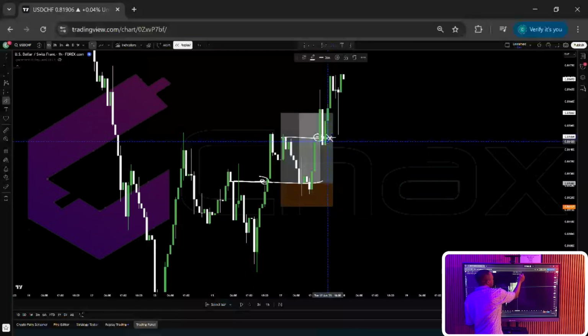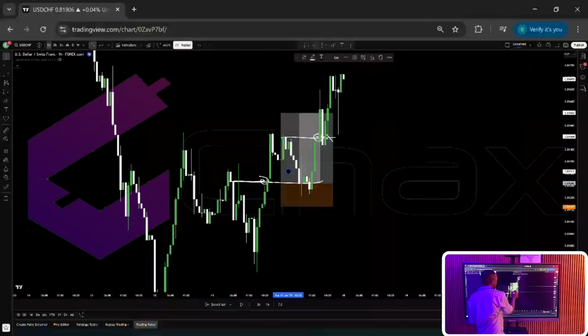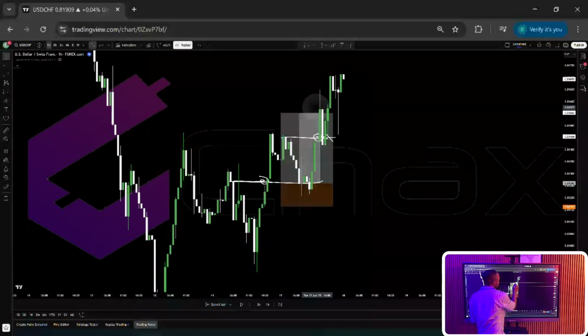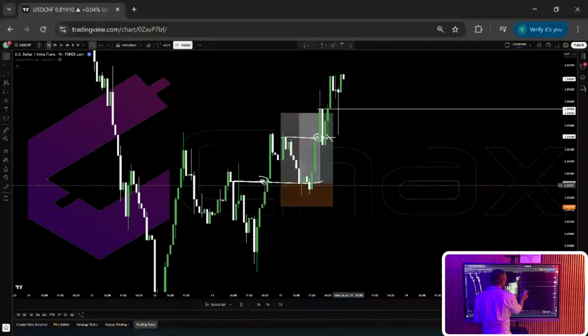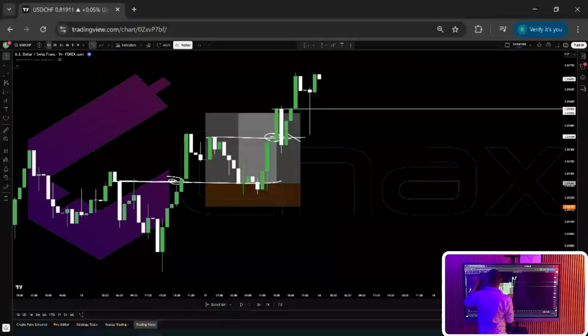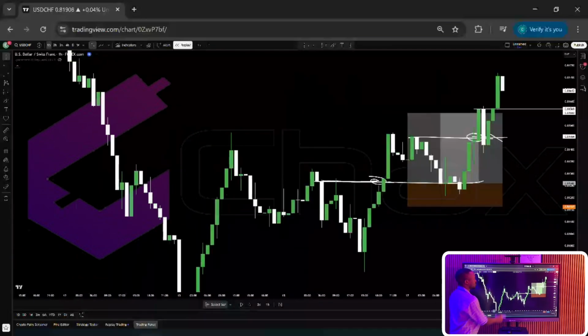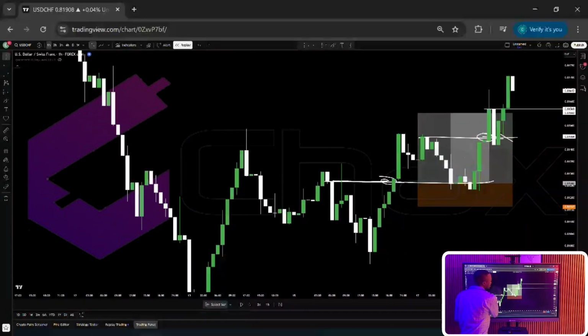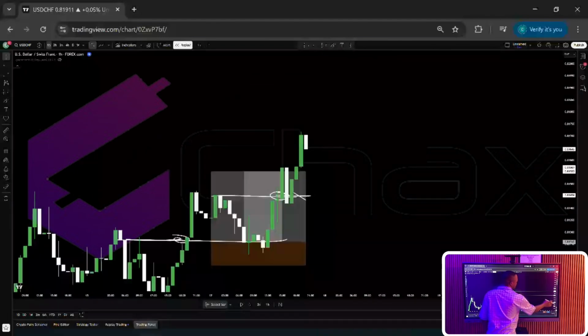Say I didn't get in here. Let me show you what happened afterwards. What do we have here again? Can you see this? We have another V-shaped expansion. And remember what I told you? I always want to see my entry inside an imbalanced price action.